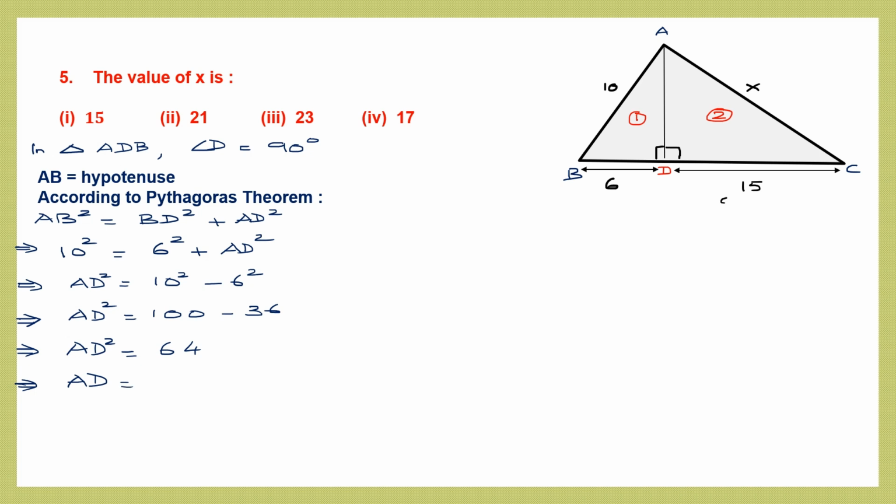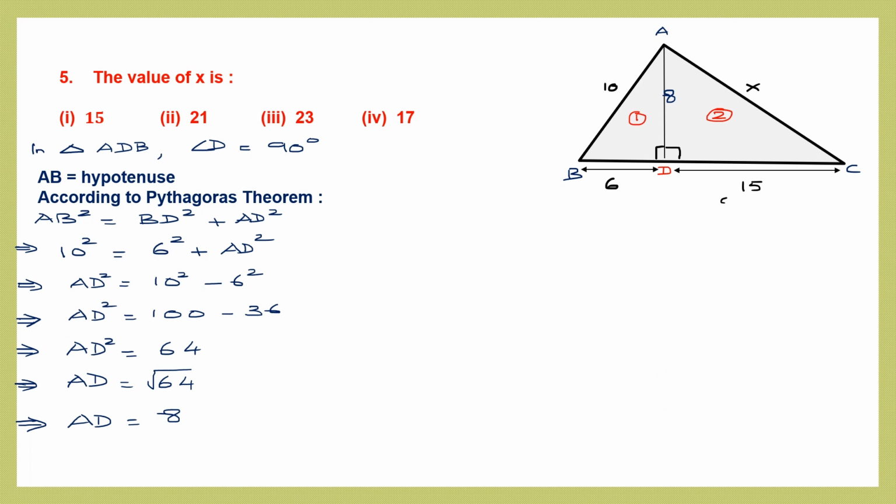Now we can find the value of AD. AD is equal to the square root of 64. And we know the square root of 64 is 8, because 8 into 8 is 64. So we have found the value of AD. Now we look at the figure. AD is 8. We can write it there. So AD is 8. So now we can look at this triangle ADC and find the value of x. So let's do that.